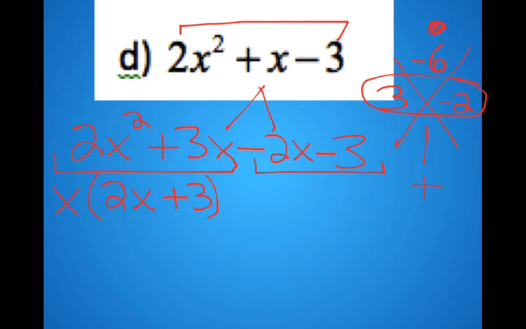And then the last two terms don't have anything great in common besides a -1, and that would leave us with 2x plus 3. We notice they both have a 2x plus 3, so we take it out, and then we see what's left. So it'd be x minus 1.